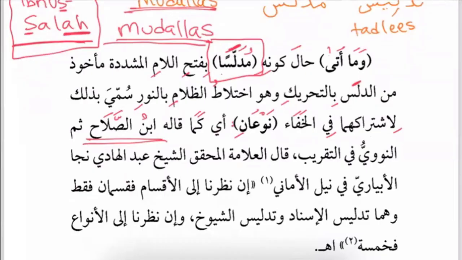So, this rigged report, mudallas, is of two kinds, as Ibn Salah said, Shaykh, rahimahullah. And this doesn't mean that no one who came after him surpassed him too. But it's very important in the formulation of this field.